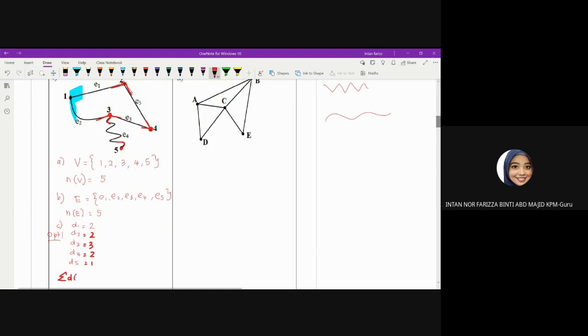Summation of degree of the vertices. That means you have to add everything together. So 2 plus 2 plus 3 plus 2 plus 1 will give us 10. This is option number 1.